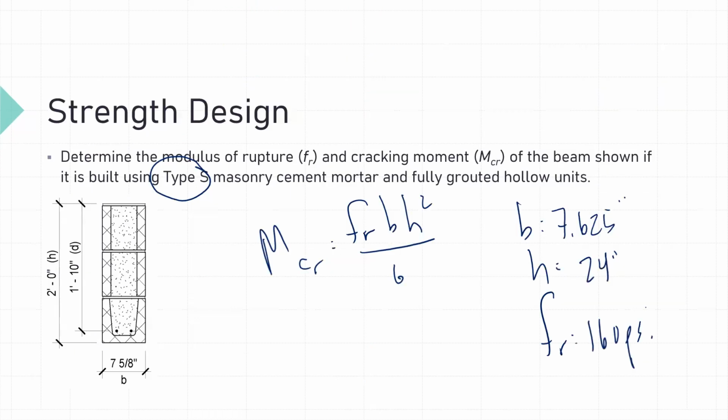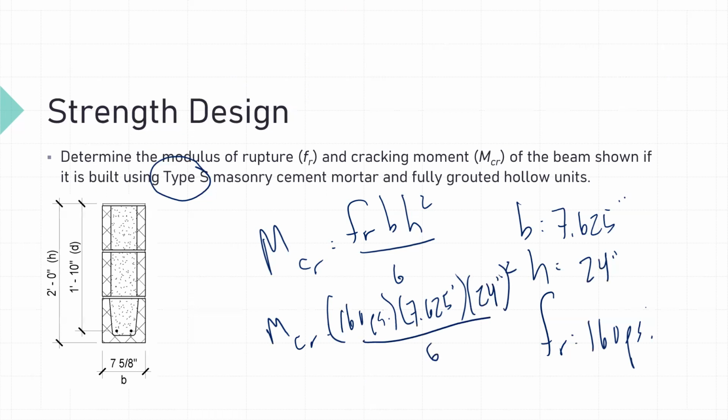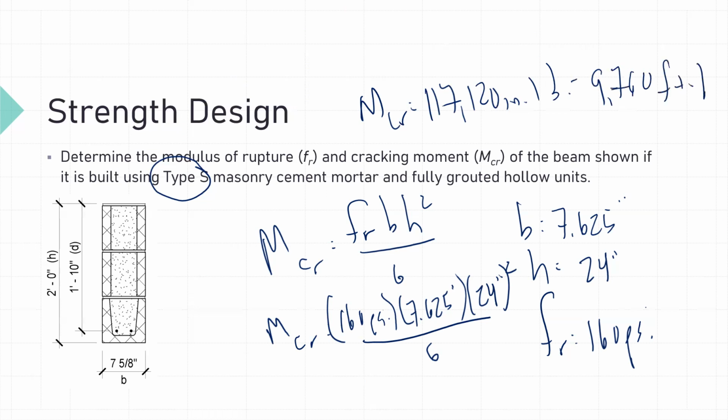And so plugging all those values in, we get our cracking moment equals 160 psi times 7.625 inches times 24 inches squared divided by 6. And our cracking moment in this case, I'll write it up here, is going to equal 117,120 inch-pounds. And if we divide that by 12, we get 9,760 foot-pounds. So pretty straightforward to calculate our cracking moments for a beam, as long as we know the type of mortar used, so we can determine our modulus of rupture, and the geometry of our beam.